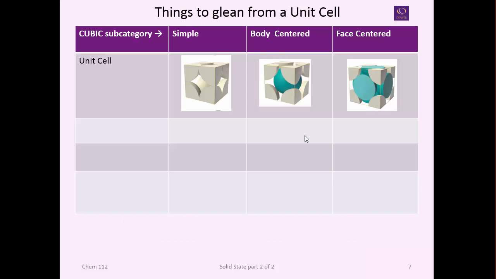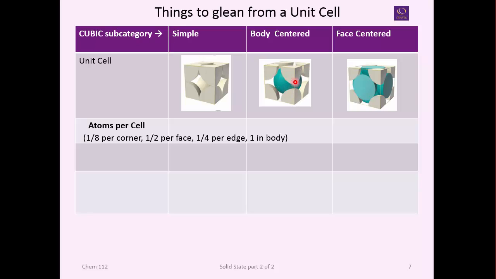So things to glean from a unit cell. One thing is how many atoms are in a unit cell. To understand that, it's good to understand how to read a space filling model. If an atom is in the corner, there's really 1/8 of an atom in every corner. If there is an atom in the face, as there is over here, there's really 1/2 of an atom in every face. And then if there's one in the body, the entire body is an atom.